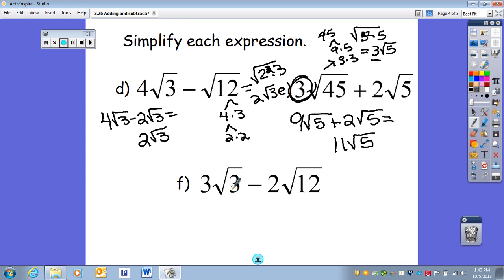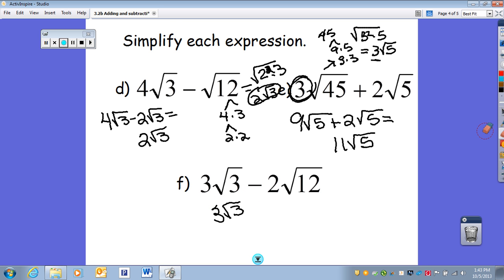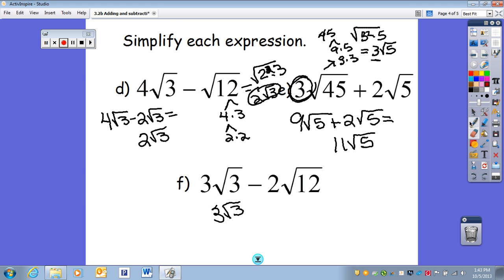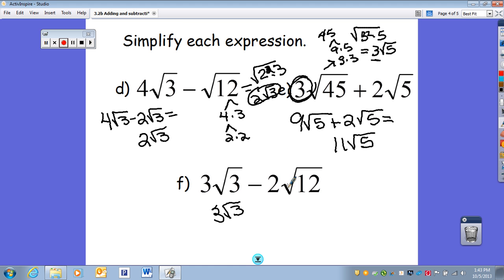Here we have 3 square roots of 3, and if we remember the square root of 12, we already simplified that one up here to be 2 square roots of 3. So we have 3 square roots of 3, but there already was a 2 out front. And so since I have a 2 here and a 2 out front, we're going to multiply those together. So that's going to be 4 square roots of 3. And 3 minus 4 would be negative 1 square root of 3. And we don't have to write the 1.